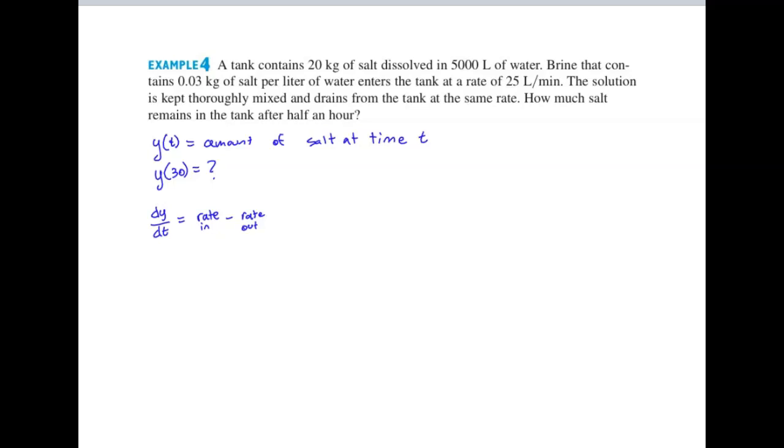All right, let's talk about the rate that it comes in. Well, it's coming in at 0.03 kilograms per liter. So that's kilograms by volume, and then I need volume by time. And it's coming in at a rate of 25 liters per minute. So if I multiply that by 25 liters per minute, just doing a unit analysis, notice that liters cancel, and what units am I left with? Kilograms per minute, which makes sense. That's a rate of amount of salt coming in over time, right? All right, so multiply that out. What do we get? 0.03 times 25. 0.75. So salt's coming in at 0.75 kilograms per minute. All right, so now let's do rate out.